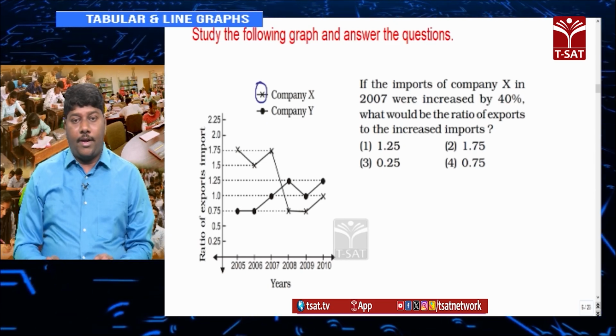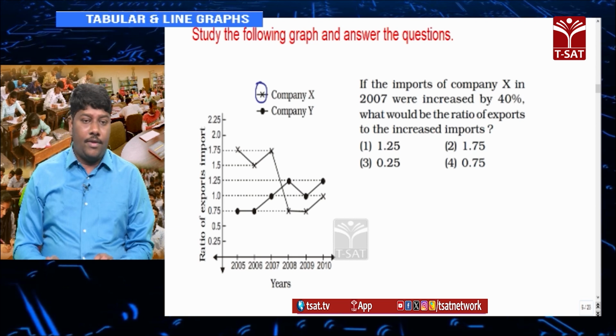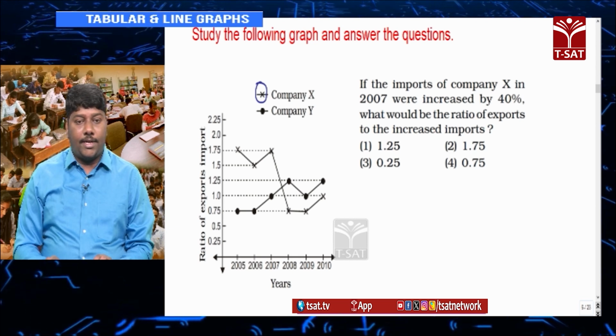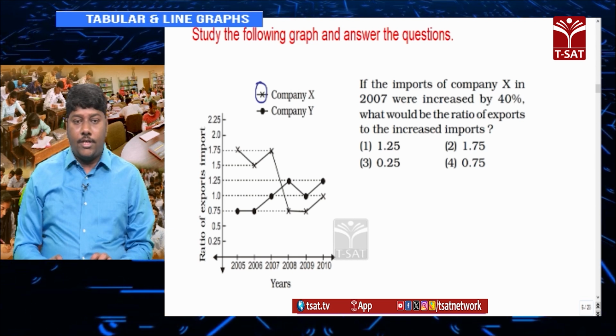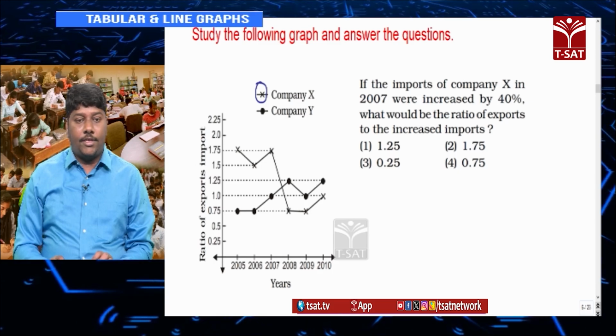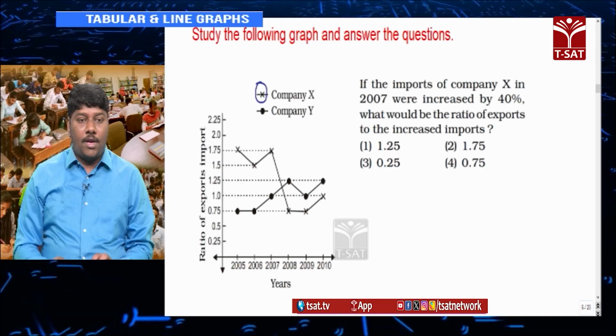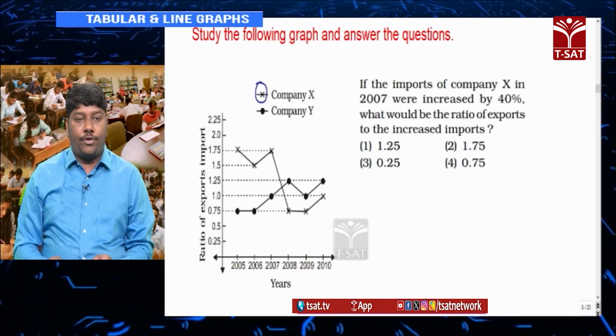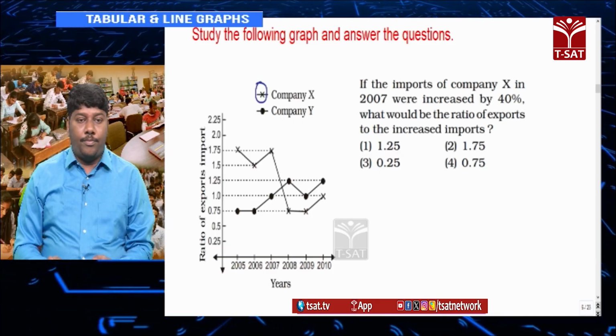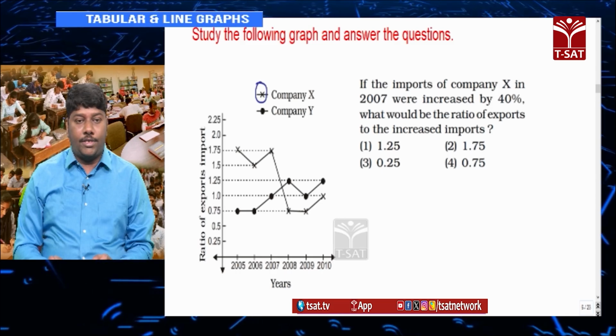Look at what is given on the X axis and Y axis, the horizontal and vertical lines. Horizontally on the X axis it is given as 2015, 16, 17, 18, 19, 20, which are years. And on the Y axis it is given as the ratio of exports to imports. So exports by imports is given.